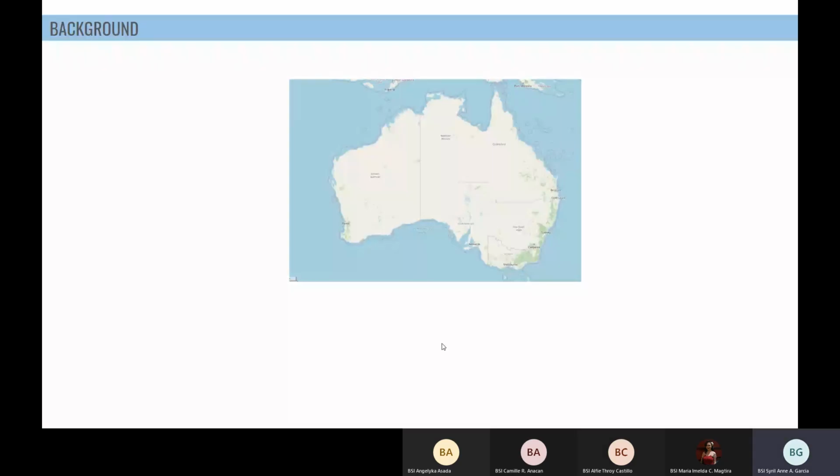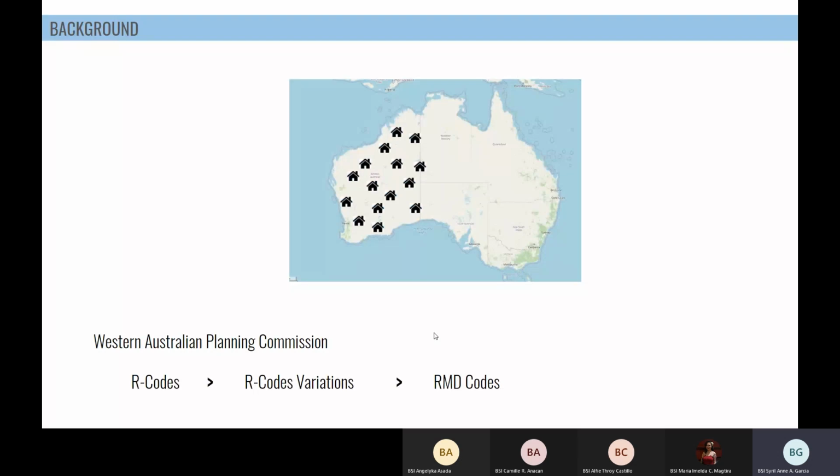It is a set of codes that was developed and implemented by the WAPC from the R-Codes. Due to the increasing residential densities in Western Australia, this was their response: to make an RMD Code, to suffice the market demand for smaller lots and the affordability of properties. So from our codes, there were different variations.